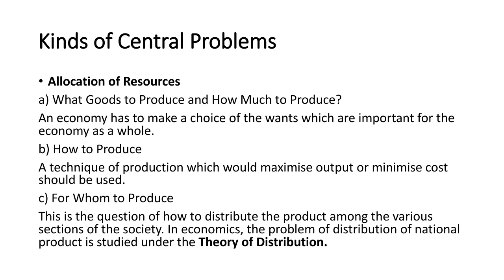Next we will see for whom to produce. This is the question of how to distribute the product among the various sections of the society. National product is the total output generated by the firms. The total output ultimately flows to the households in the form of income, that is their wages, rent, profits or interest.